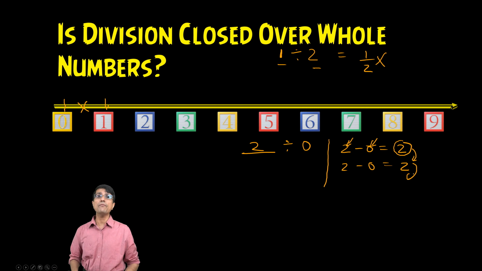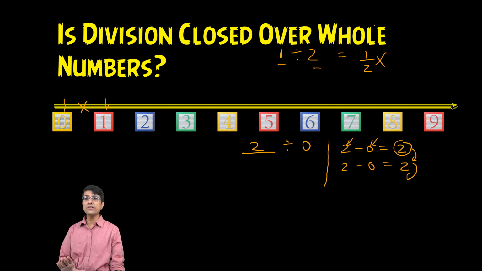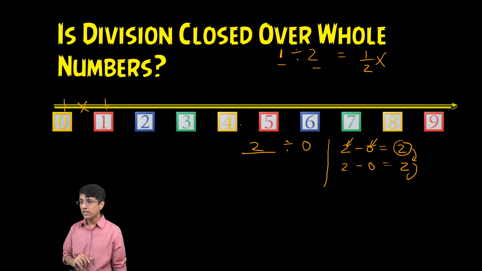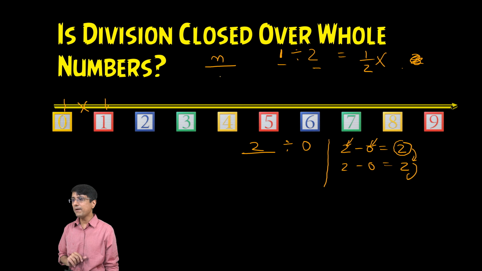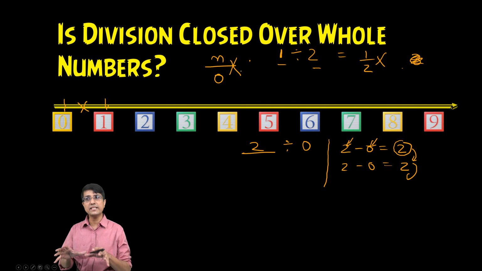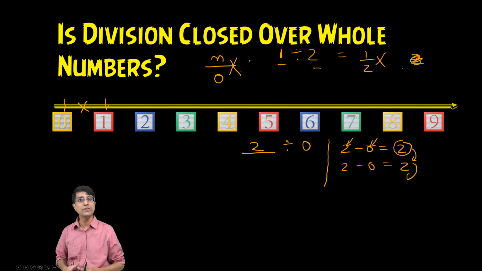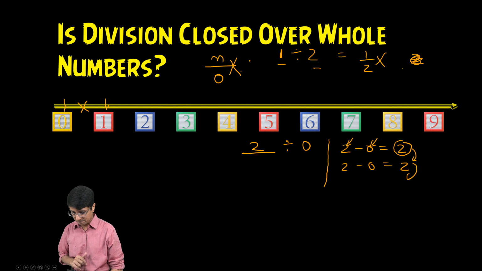The most powerful computer in the world would not be able to do 2 divided by 0, 3 divided by 0, or any number divided by 0. It is not defined at all. That is one thing you have to remember: any number n divided by 0 is not defined at all. We cannot write it as infinity, we cannot write it as 0, we cannot write it as any other number. It is just not defined.